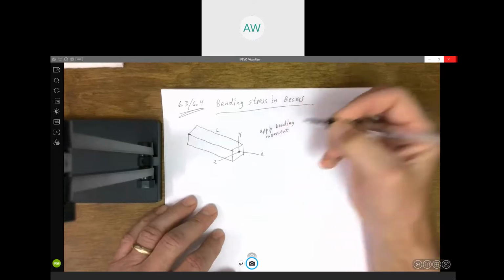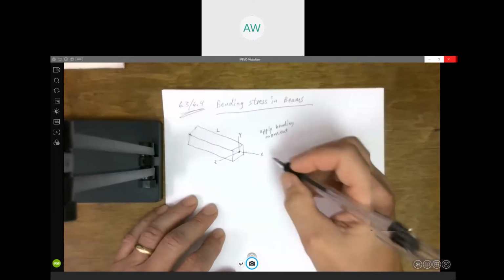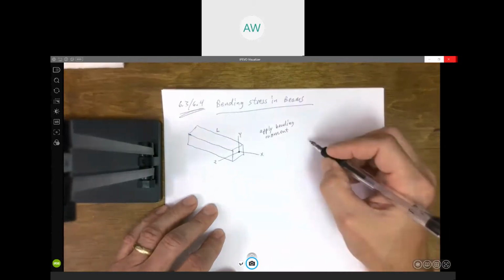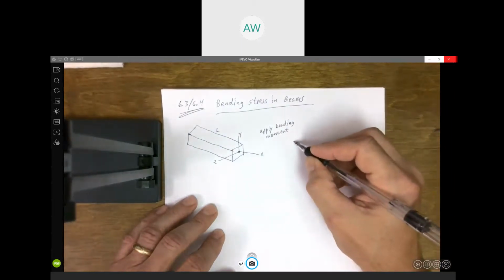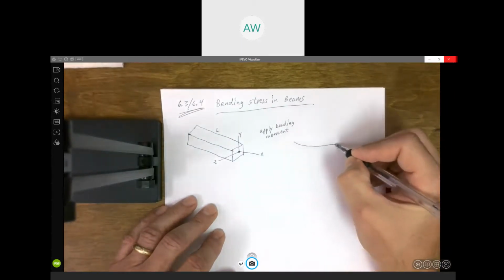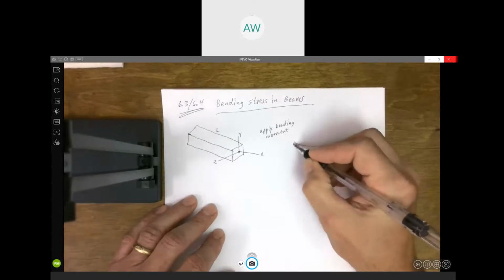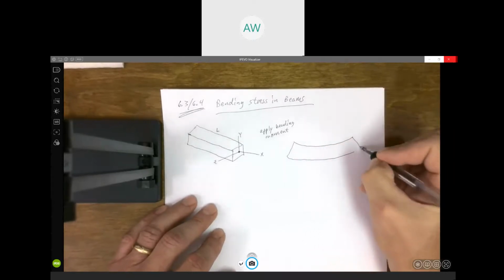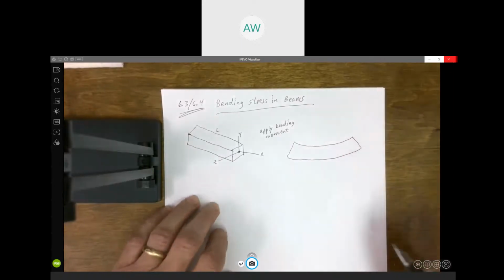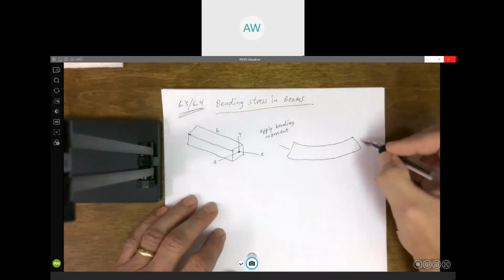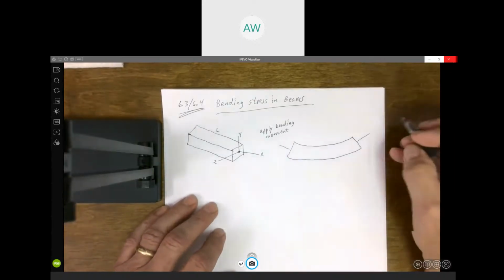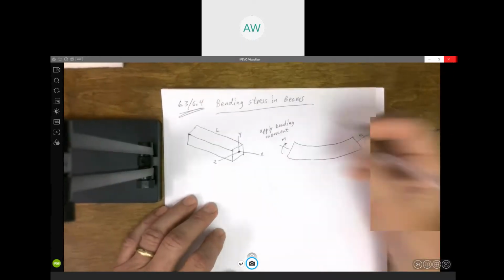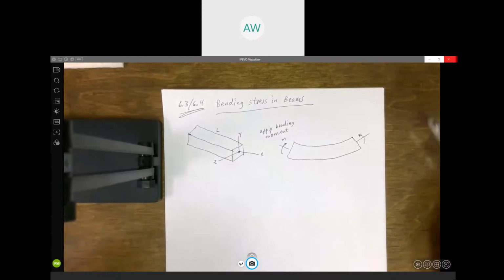What's going to happen to this thing if we apply some moment? I'll draw it this way. It's going to bend. But if we apply a bending moment in this direction, it's going to bend.